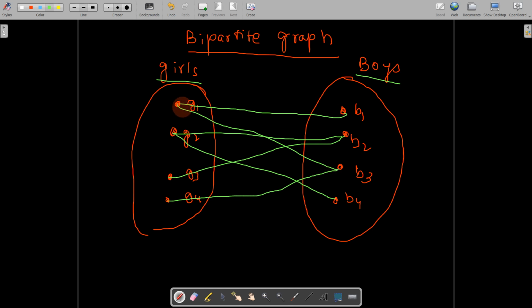No edges should be within the same set, because in a dating app, within the set of girls there cannot be an edge, and within the boys there cannot be an edge. All the edges are across the sets. This is the example of a bipartite graph.